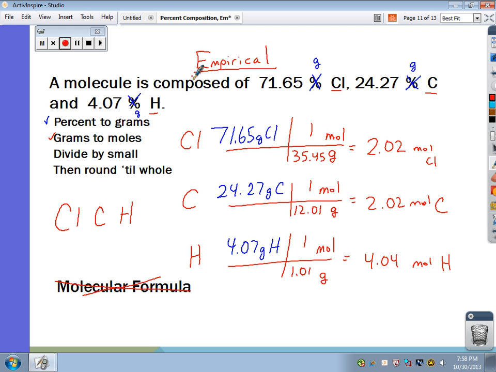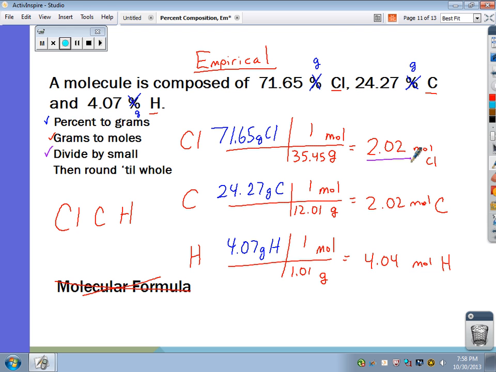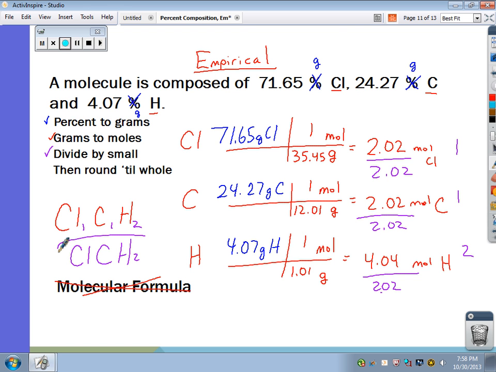So, what's my next step? My next step is to divide by small. So the smallest out of these sure looks like it's 2.02. So I'm going to divide 2.02 into all these. And I get 1, 1, and 2. And so that's what I put over here. 1, 1, and 2. So it's ClCH2. And that's my empirical formula. Right there. Now, that takes me on my way to doing my molecular formula.